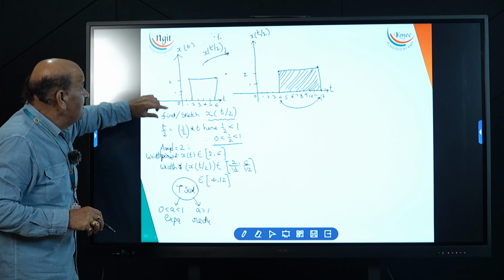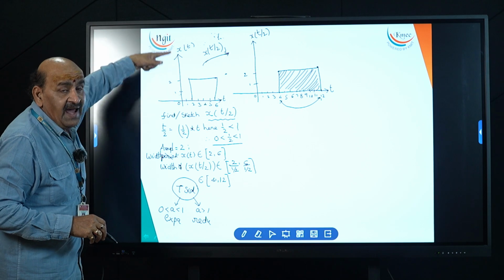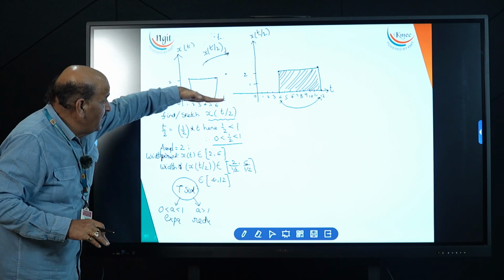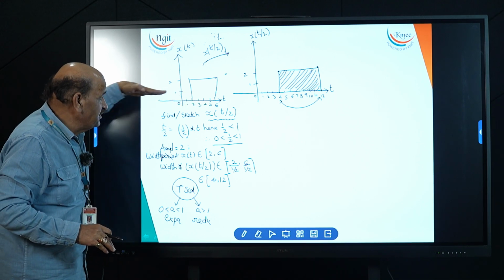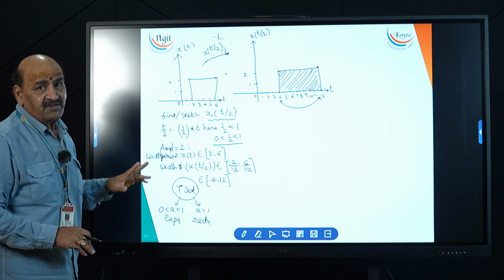Again, I am telling that time scaling always takes place on the horizontal axis only, but time shifting takes place on the horizontal axis, the time axis, only. These two are very important things.